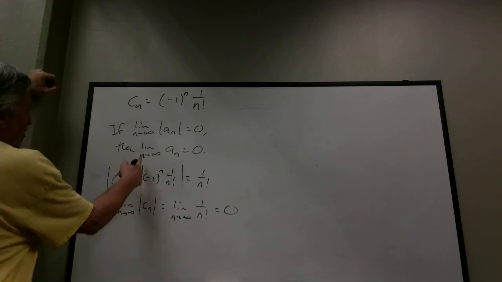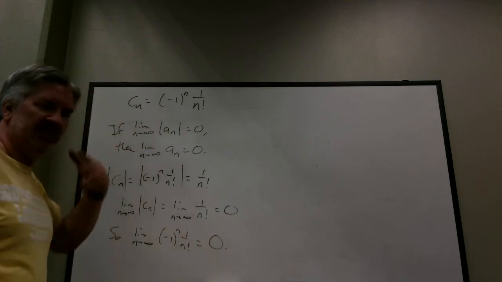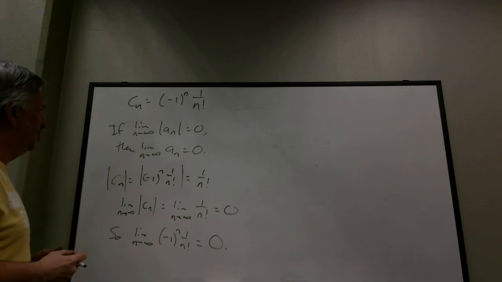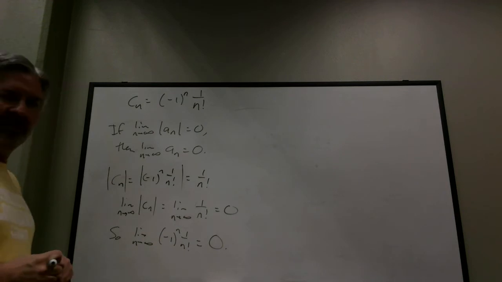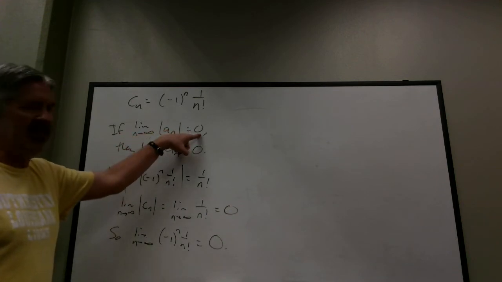So by the theorem, if the limit of the absolute value of the sequence is 0, that means the limit as n goes to infinity of the original formula, minus 1 to the n over n factorial, is 0. You prove this with the squeeze theorem. It's basically what we did before. You don't really have to write out the squeeze theorem, but notice this is only true if this is going to 0, okay?